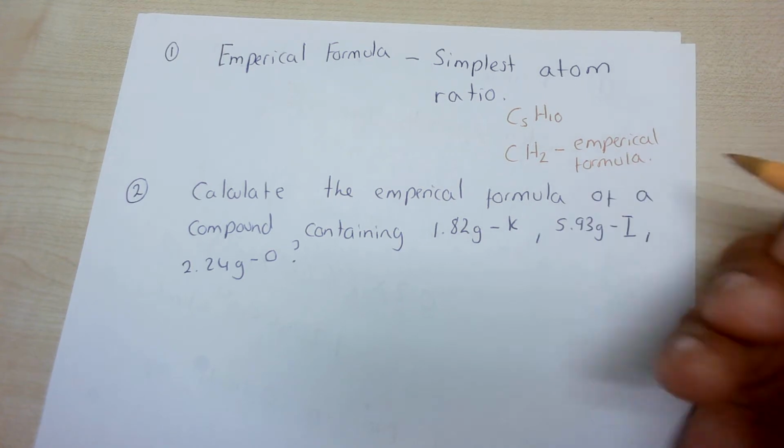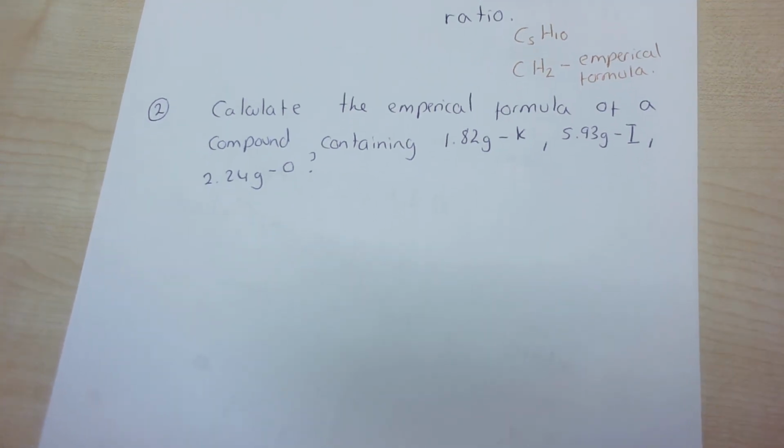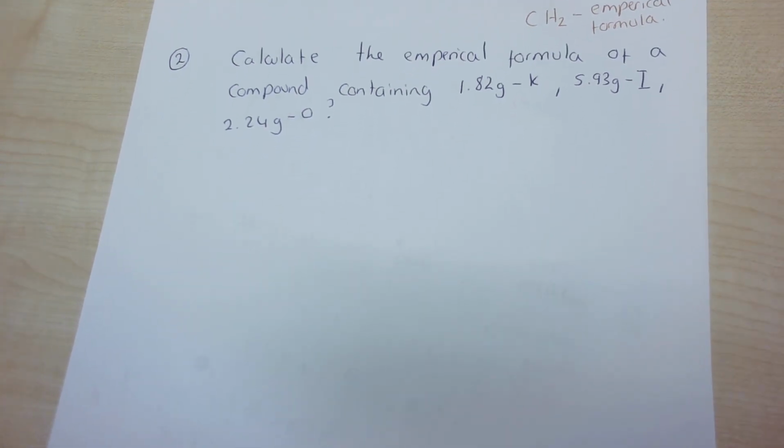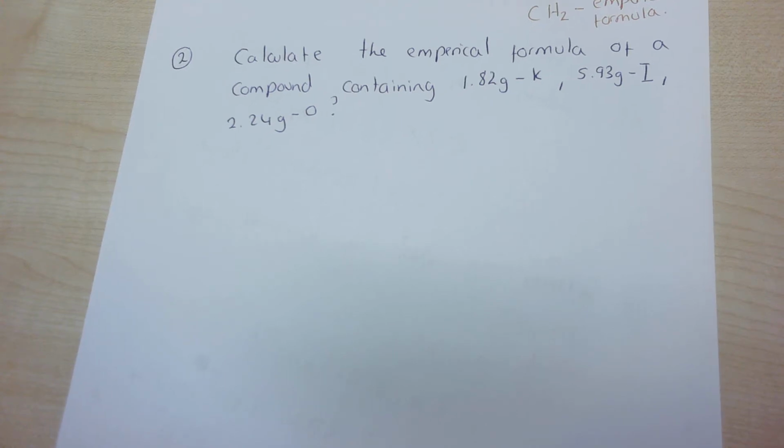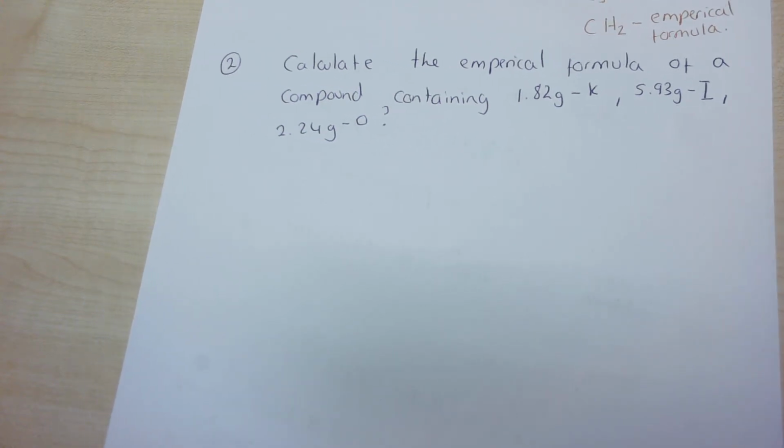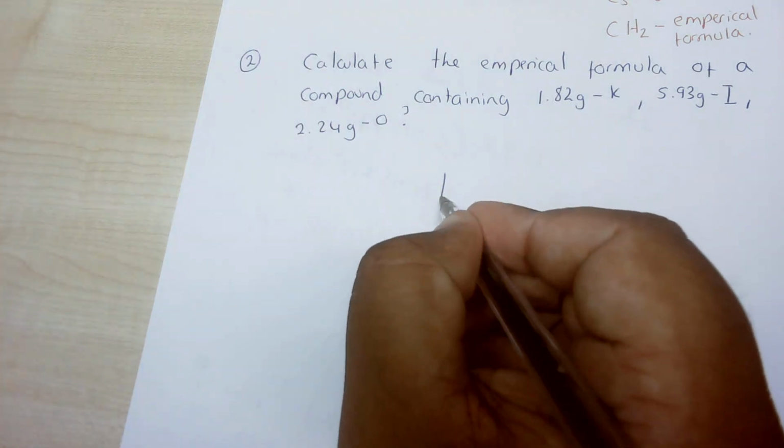You should also be able to do an empirical formula calculation. Take a look at this question. Calculate the empirical formula of a compound containing the mass of potassium, mass of iodine, mass of oxygen. It could be either given as a percentage or a mass, but you treat it in the same way. Right, the elements at the top.